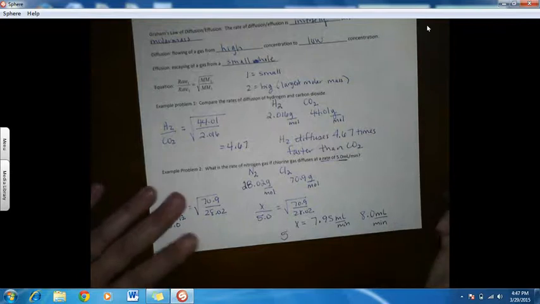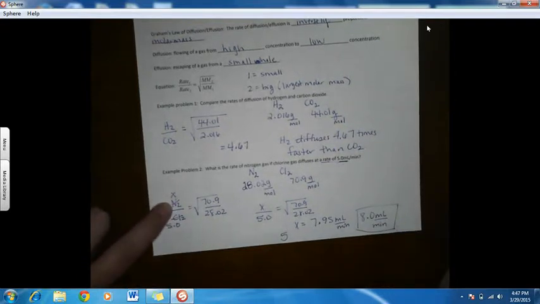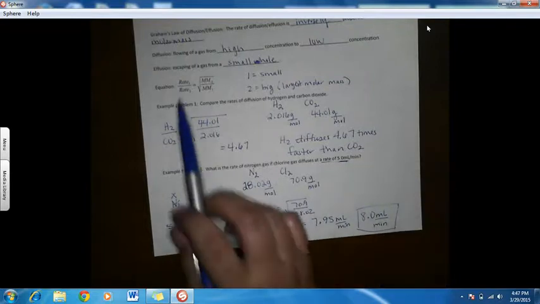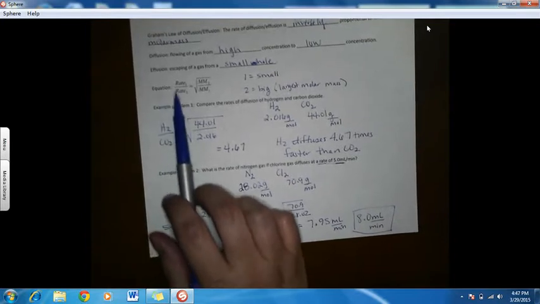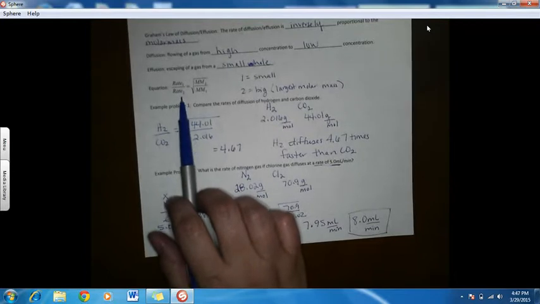Now, does that make sense to us? Nitrogen is the smaller gas, so it should have a faster rate, right? And 8 milliliters per minute is faster than 5, so that does make sense. Now this equation is not in your reference packet, so you will have to learn this one, but it is the only one that's not in your reference packet for this unit.